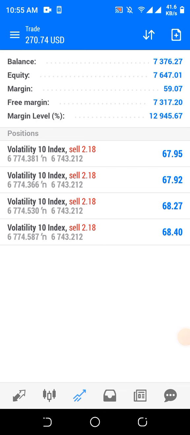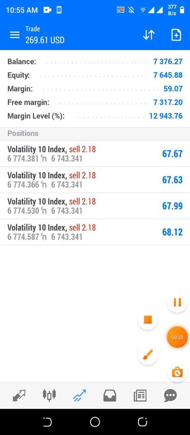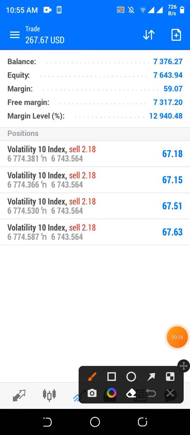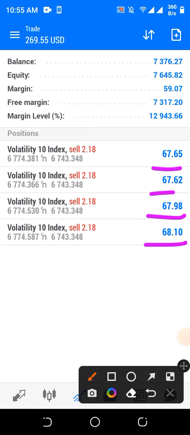On my screen now you see that I am trading Volatility 10 Index. I am on sell on Volatility 10 Index. If you look at the screen now, you see that the trades are still running. The 4 entries are still running.